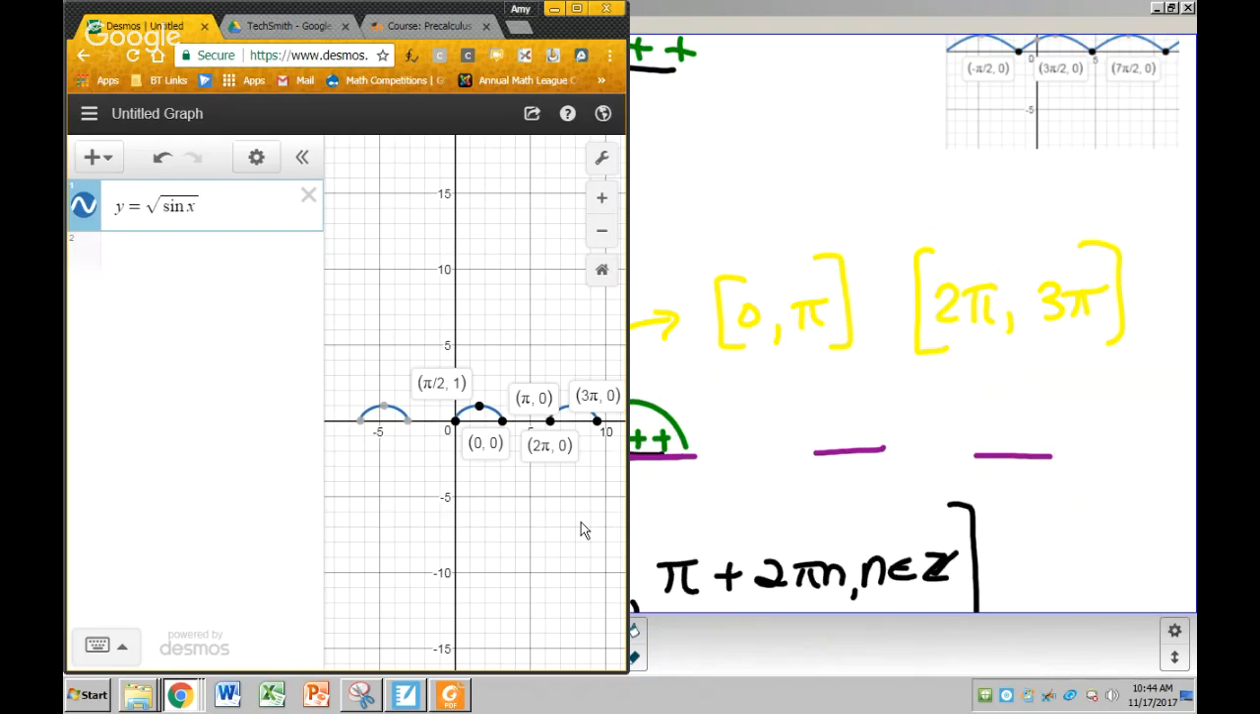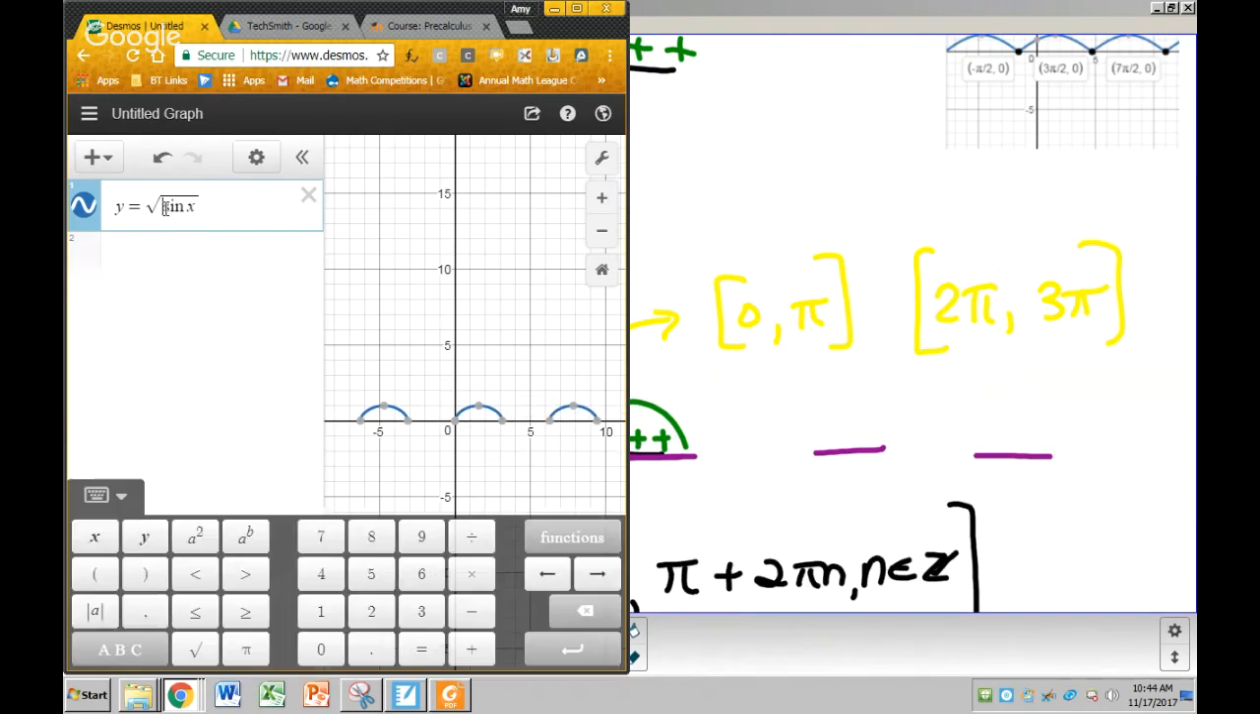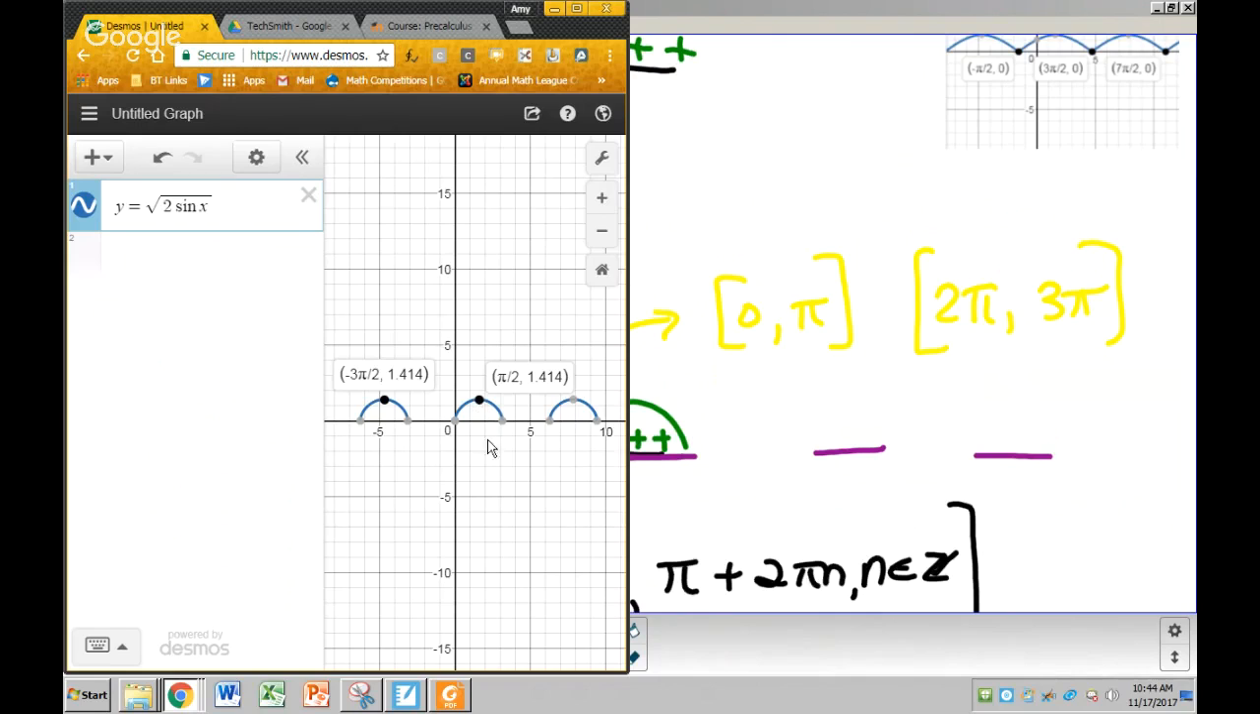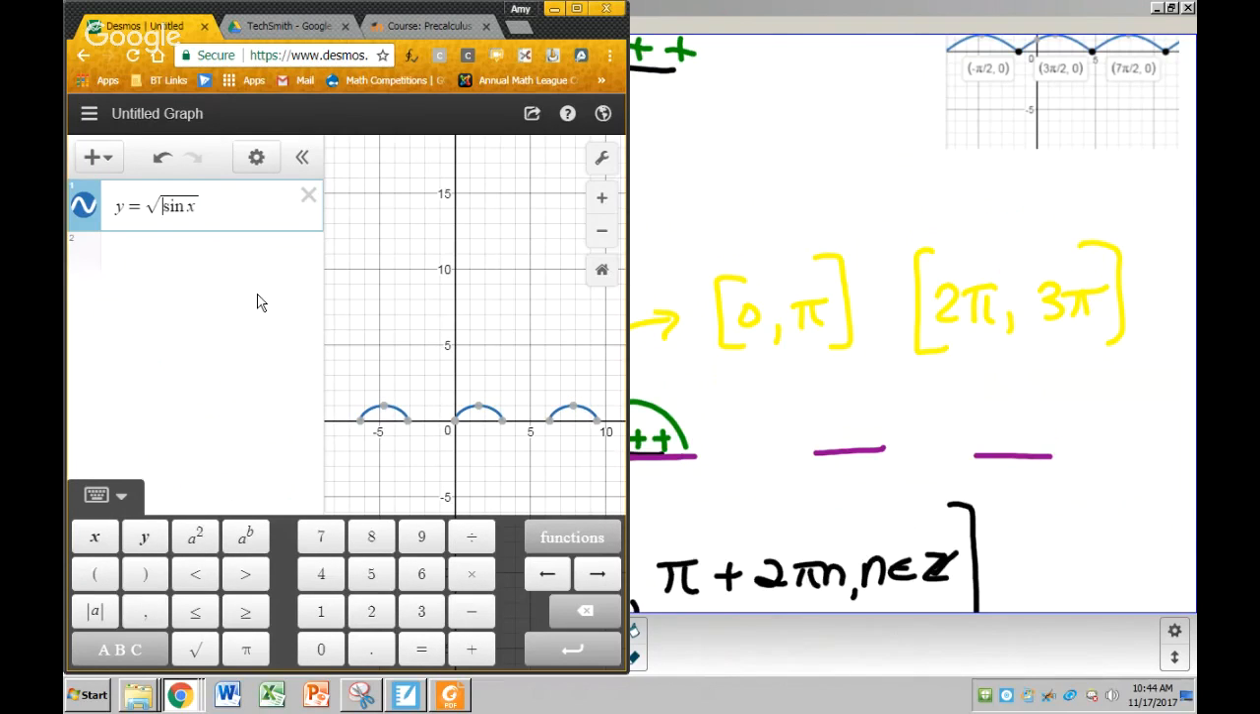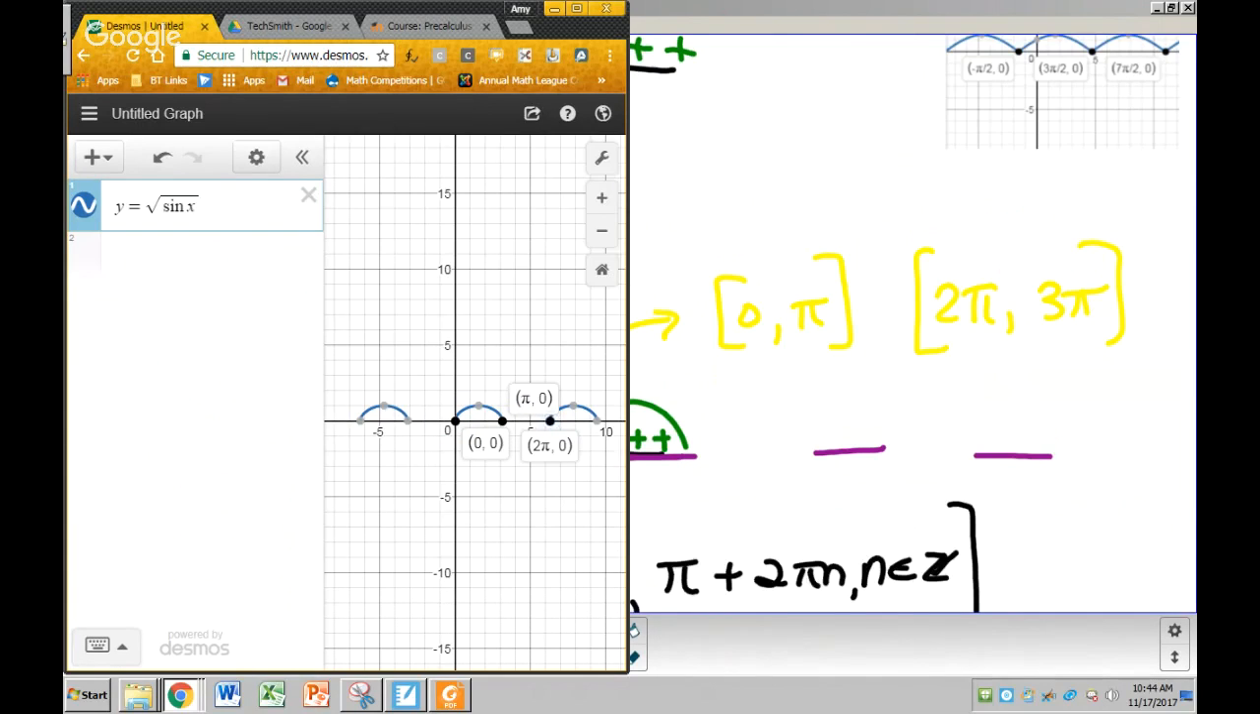If I were to make this 2 sine x under there, what would it be? What would the max be? Root 2. You see? Because the highest thing sine would be is 1, and then you'd have root 2. Okay, so take the 2 out. So that I can make a little snapshot of our graph.